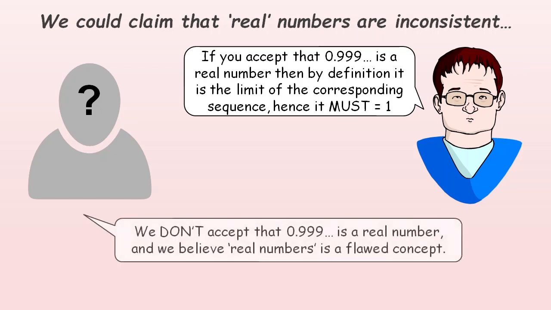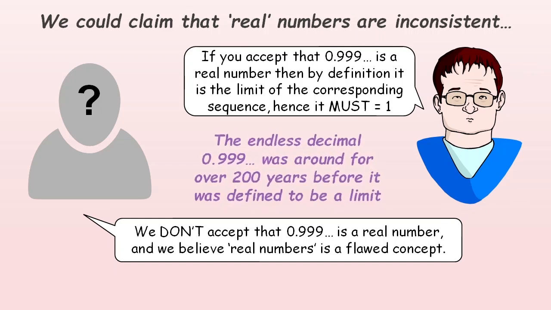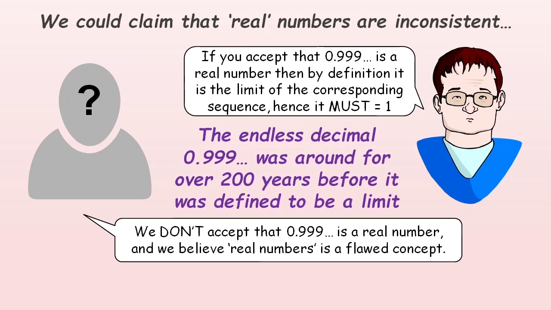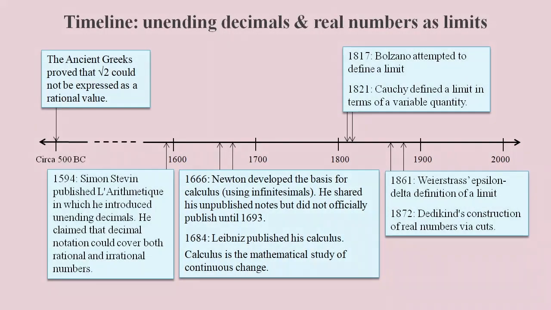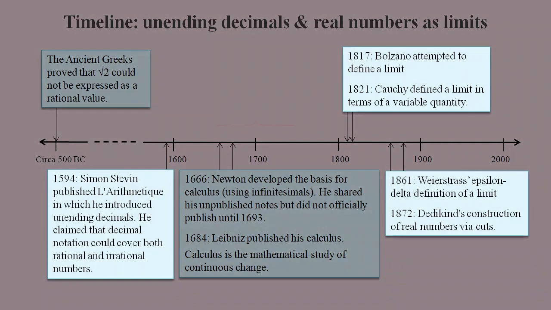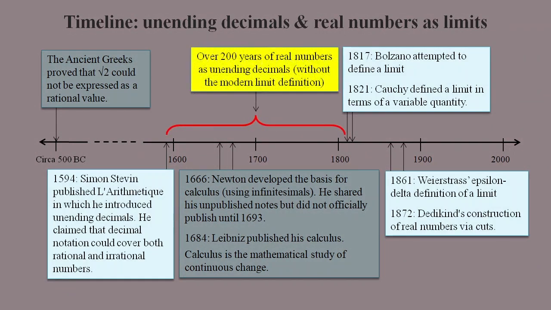But what if we don't accept that 0.9 recurring is a real number because we don't even accept the concept of real numbers themselves? This symbol 0.9 recurring was around for over 200 years before it was defined to represent the limit of its partial sums. And this timeline shows the period of over 200 years where unending decimals were not defined as limits.